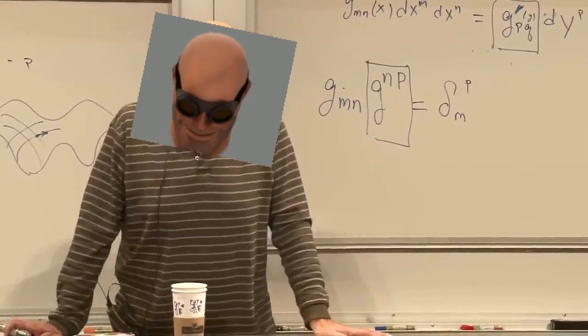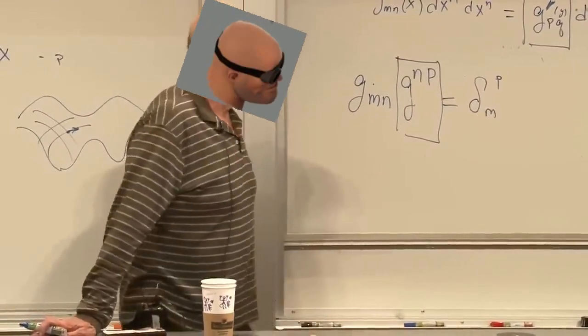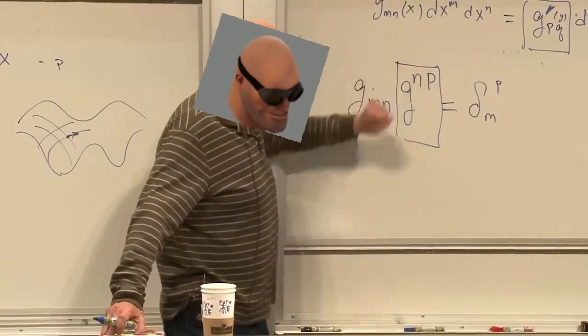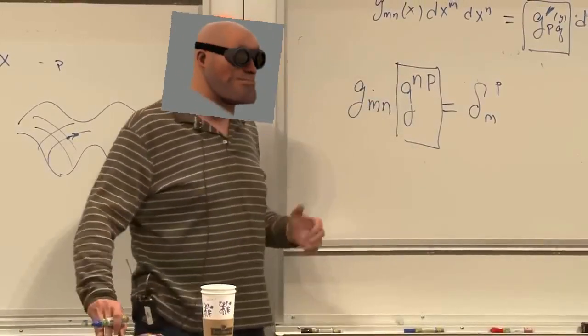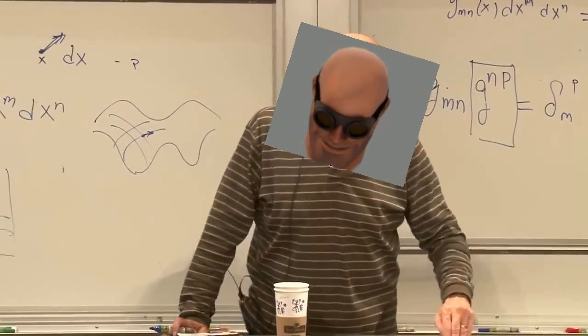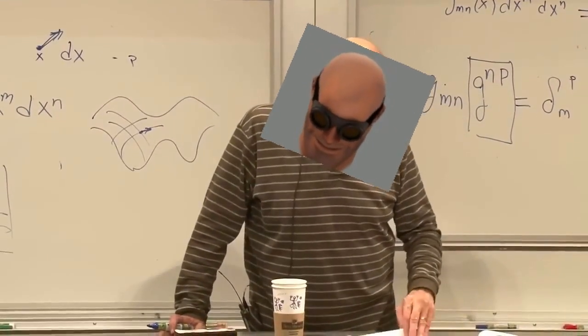This will play an important role, the fact that there is a metric tensor with upstairs indices and downstairs indices, and we'll come to it. I think we'll quit for tonight. I think we've done enough for tonight.